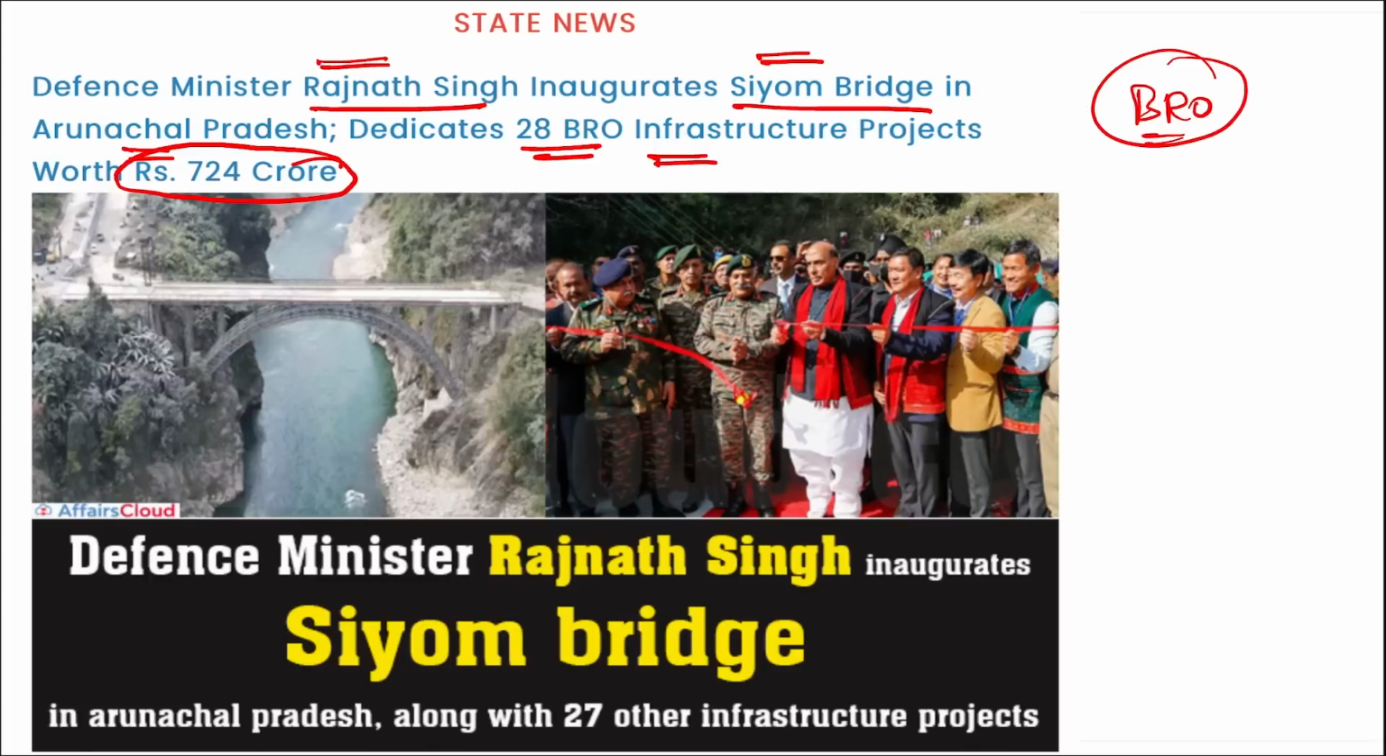If we are talking about BRO, can you tell me who is the Director General of BRO? He will be Lieutenant General Rajiv Chaudhary. When was this BRO established? In 1960. And where is the headquarter of BRO? It is in New Delhi.